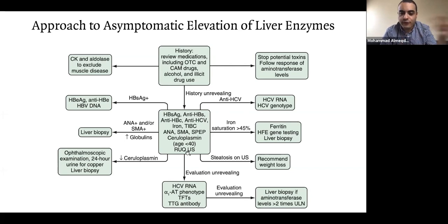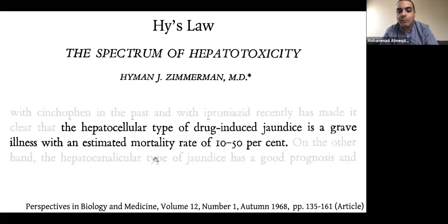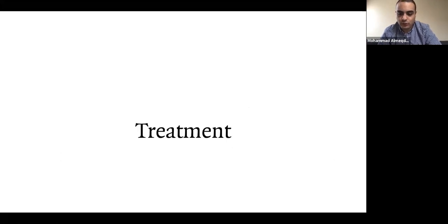You refer them to GI or liver, but you also have this already sent so that they can deal with it. There's one more law called Hy's law. This is for drug-induced liver injury. As I mentioned earlier, when you have hepatocellular liver injury from a drug and you have jaundice and T-bili elevation, it's a very poor prognostic sign. It can be up to 50% mortality if you don't stop the drug. So always look at the T-bili when you have hepatocyte injury.